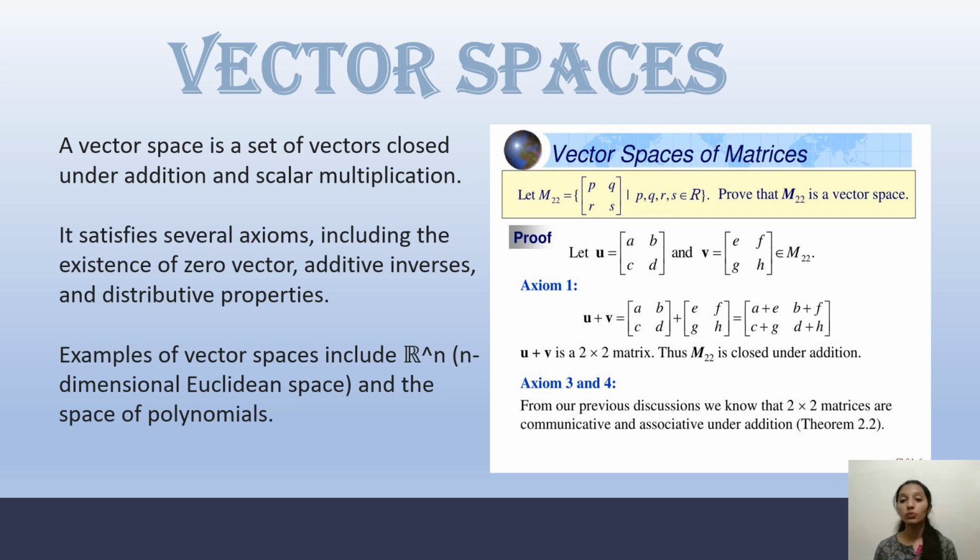Let us know what vector spaces are. A vector space is a set of vectors closed under addition and scalar multiplication. It satisfies several axioms, including the existence of a zero vector, additive inverses, and distributive properties. Examples of vector spaces include R^n, the n-dimensional Euclidean space, and the space of polynomials.